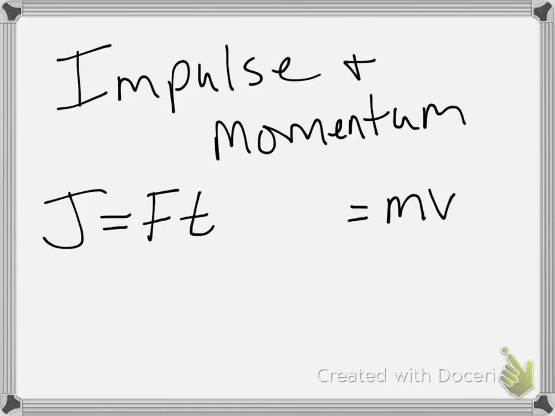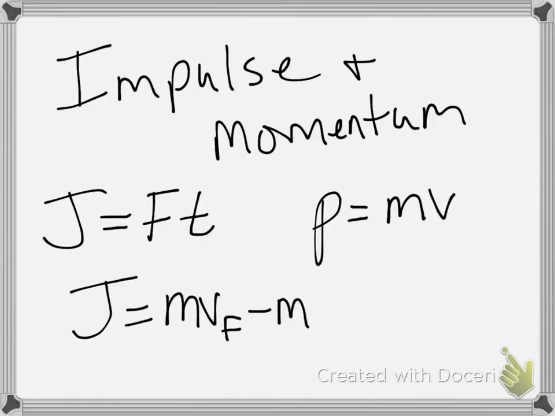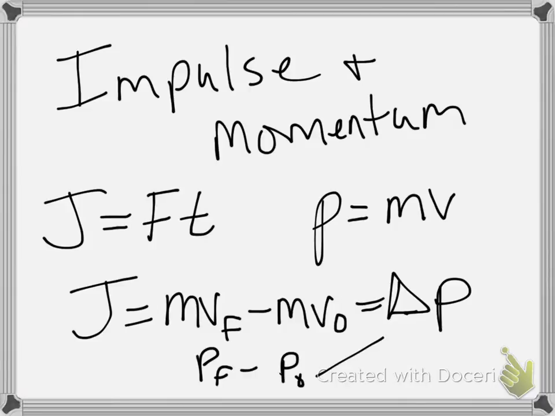Greek letter rho. There we go. It's a Greek letter rho, but we have simplified things a little bit, and we're going to just use a lowercase p for that. Then you can put these together and say that J, we figured out, was mass times final velocity minus mass times initial velocity, which can be looked at as just, hey, change in momentum. Final momentum minus initial momentum, and that's change in momentum right there.